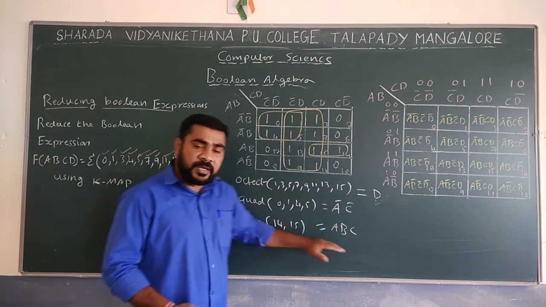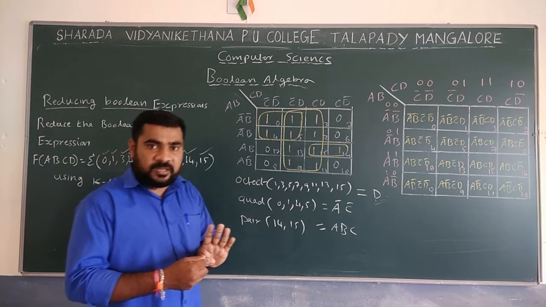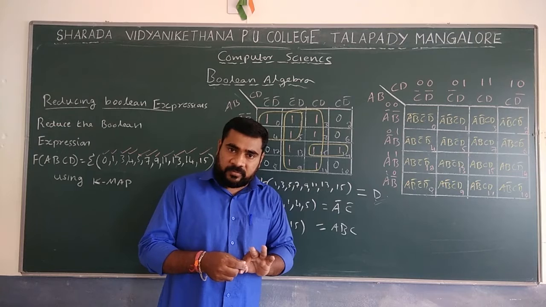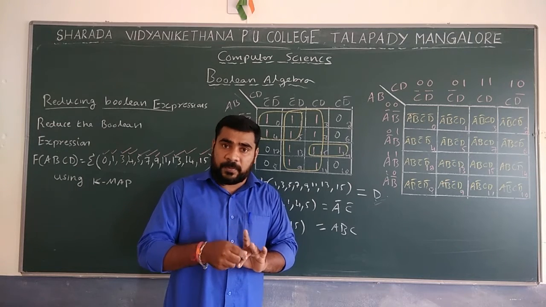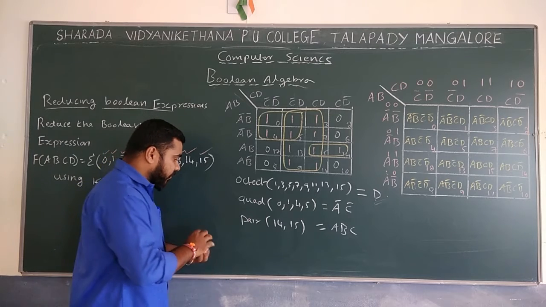Whenever a pair is there, you get 3 variables, that you can understand easily. If an octet is there, only one variable will be there. And if you get a quad, 2 variables will be there. And if you get a pair, there are 3 variables available. So after getting that, next one is reducing.